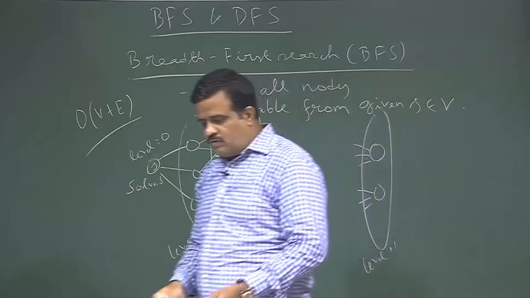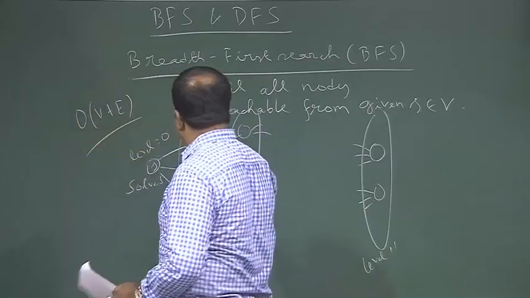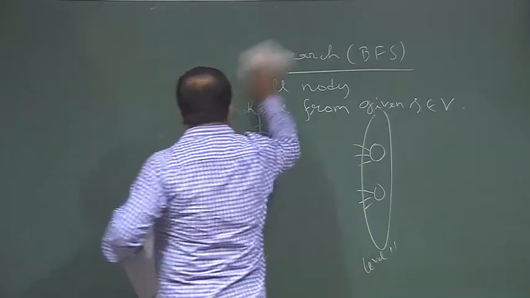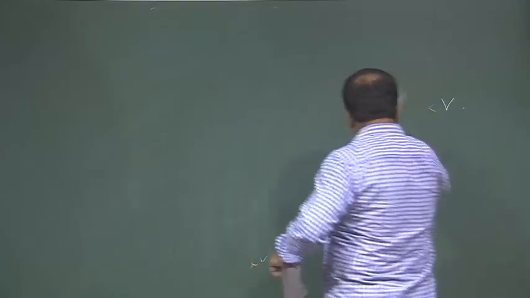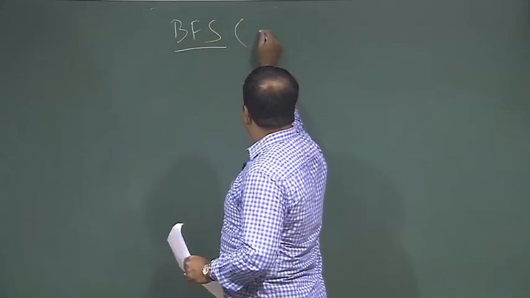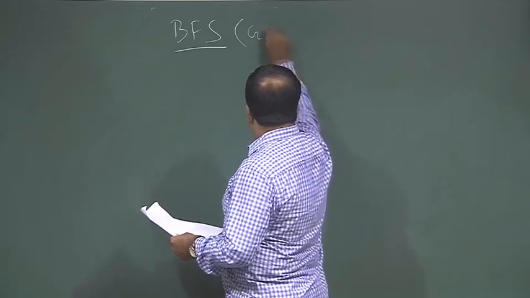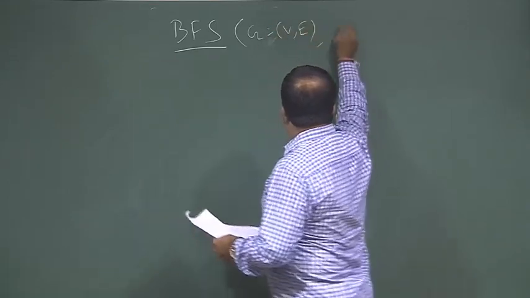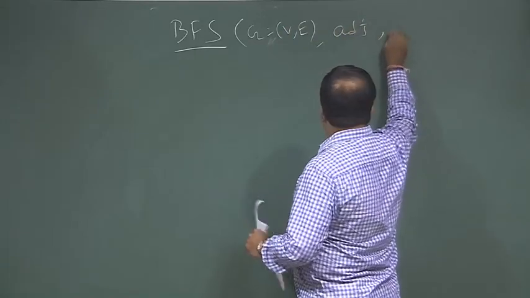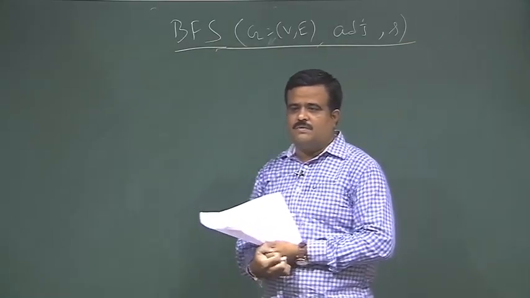So, let us write the code for this. The idea is level-by-level search of vertices reachable from S. This is BFS. The input is a graph G, which is V comma E, and we have the adjacency list, and we have a starting vertex. That is also an input of the BFS, we have to start from a vertex.